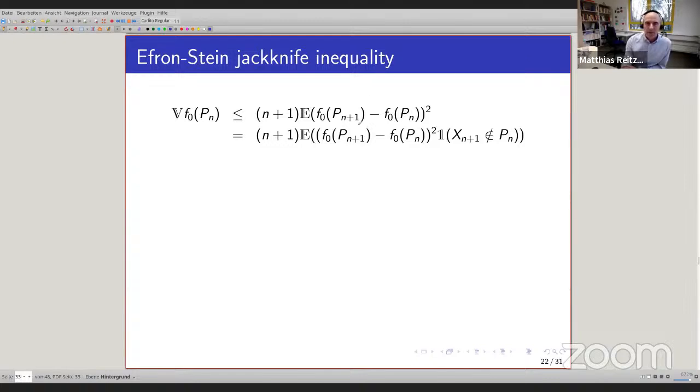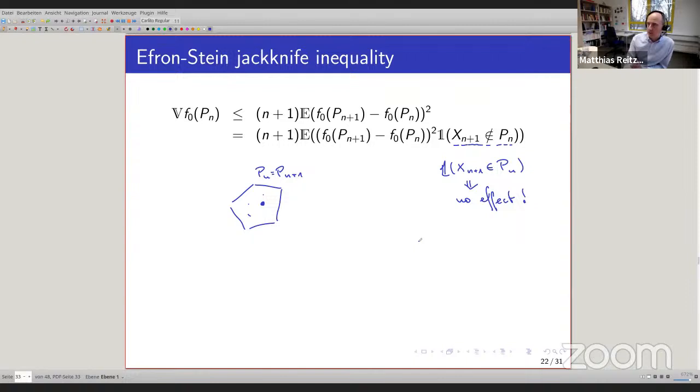Now there's one thing: you compare n points to n plus 1 random points. If X_{n+1} is contained in P_n, then this has no effect. Because then you have your random polygon somewhere, and you add one additional random point inside, so P_n will not change. In this case, P_n is equal to P_{n+1}. P_n will only change if X_{n+1} is not in P_n. That's the only chance that something is changing.